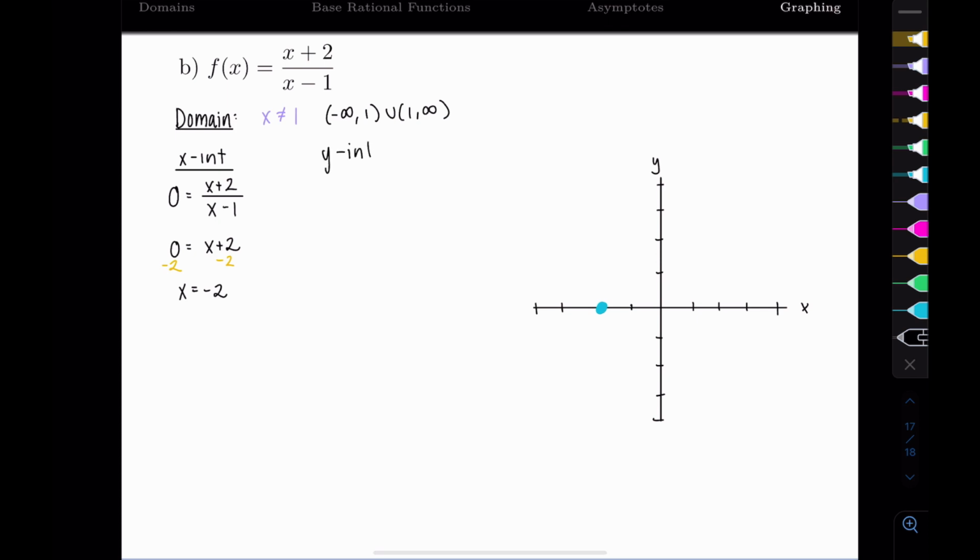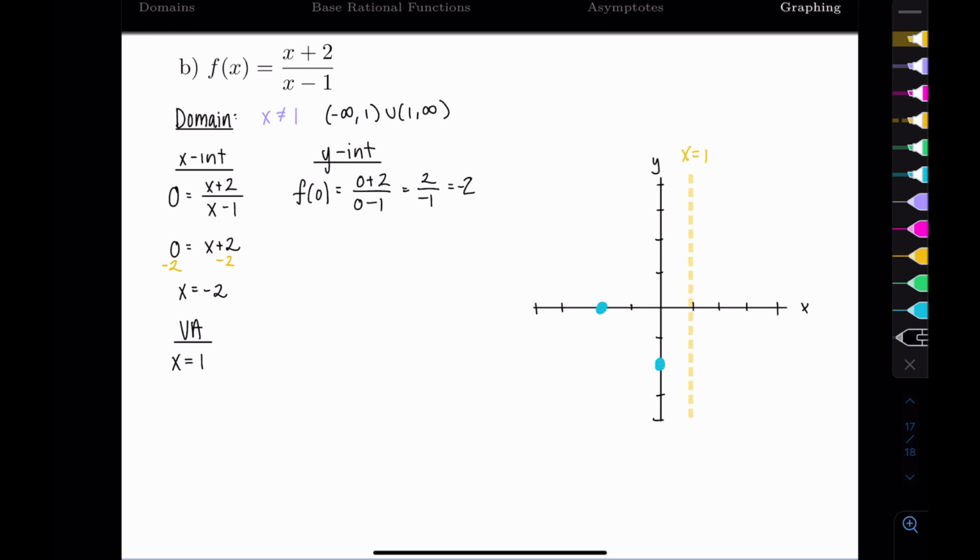For our y-intercept, we now plug in 0 for x. So that's 0 plus 2 over 0 minus 1, which is 2 over -1, which is -2. So our y-intercept is down here. Okay. Now let's find our vertical asymptotes. And really, I just have one because I have one factor in the bottom. This is going to occur at 1. So our vertical asymptote is the line x equals 1. So we are going to have to hug this line.